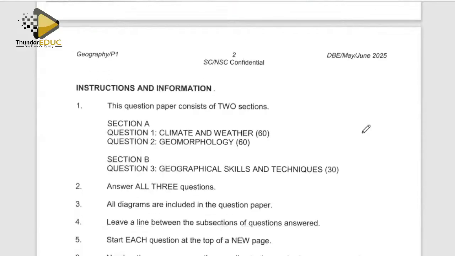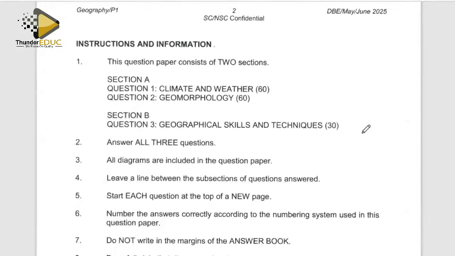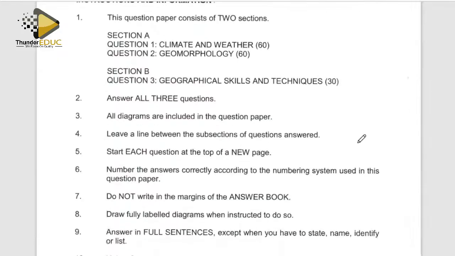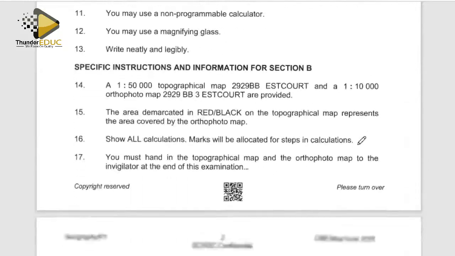Right. Our questions as they stand: question number 1, which is climate and weather, is 60 marks; geomorphology, question number 2, is 60 marks; and geographical skills and techniques is 30 marks. Right, we go on to our questions.